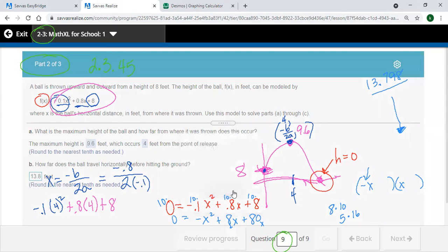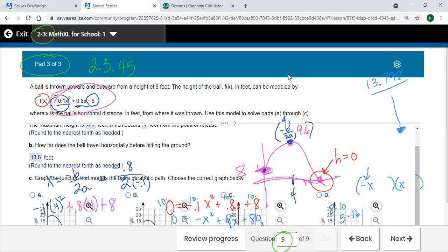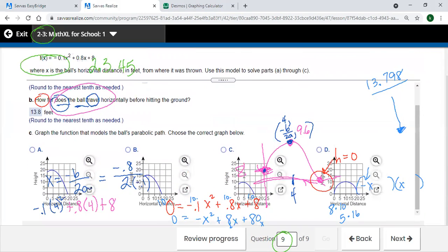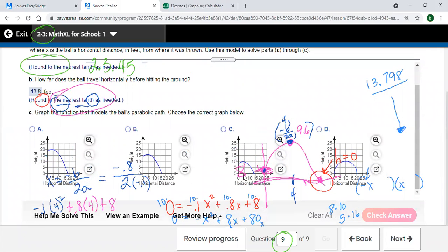All right, one more part. So which graph does it look like? Okay. Remember, it started up at 8. So let's just kind of look at the different graphs we have. This one looks like it starts up at like 18. This one's up at like 12. This one looks like it starts at 8. And this one's down at 0. So it looks like it's got to be C, using some trial and error there.